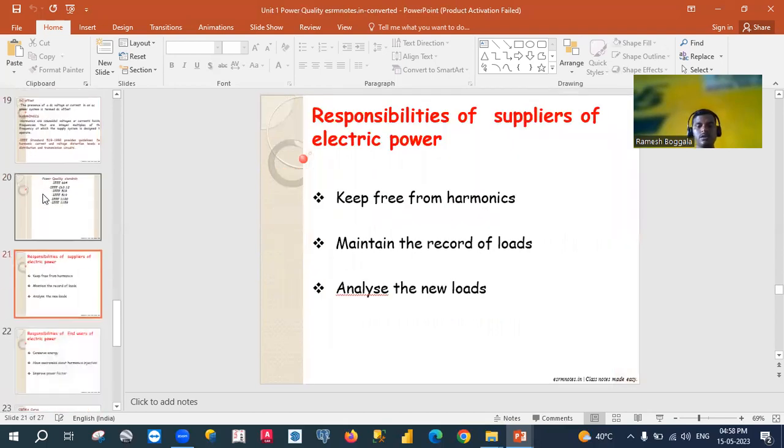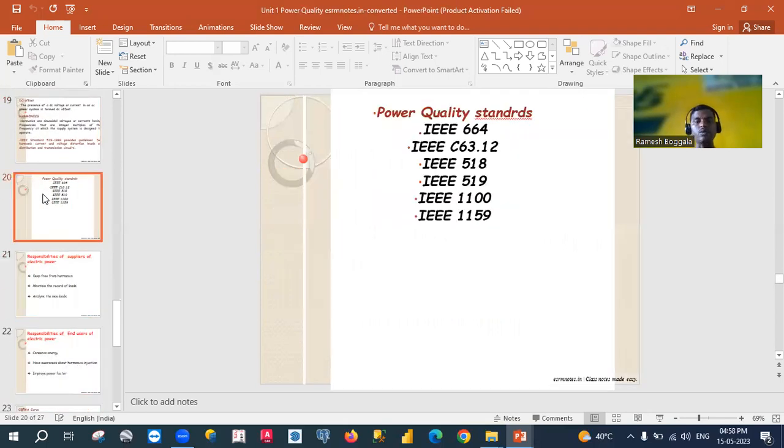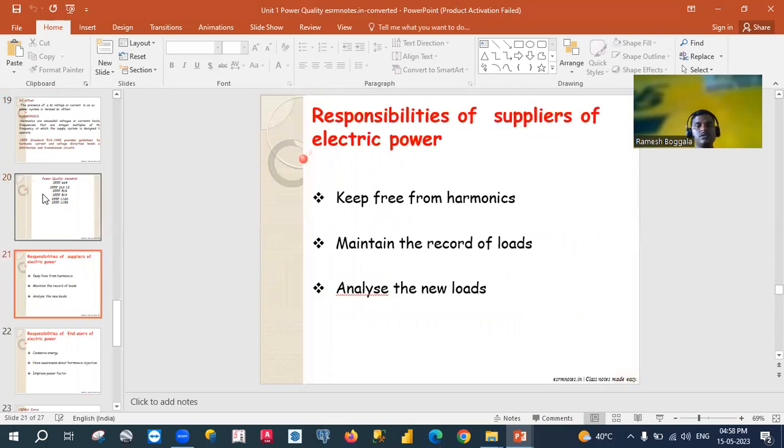These are some of the power quality standards. The responsibilities of the suppliers of electric power are to keep the supply free from harmonics, maintain records of classes and loads, and analyze the node. Thank you.